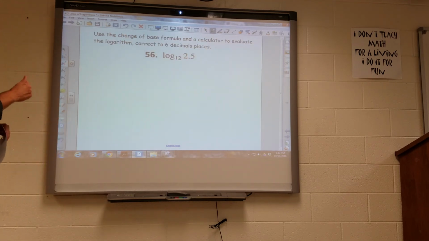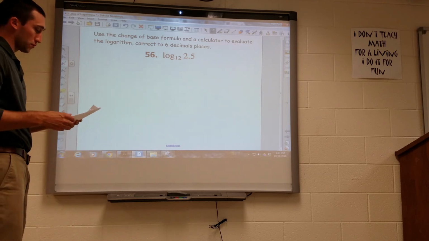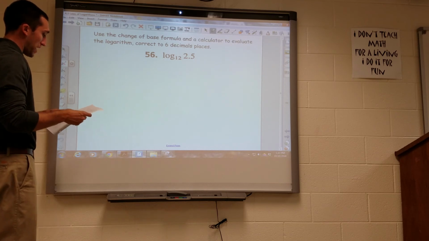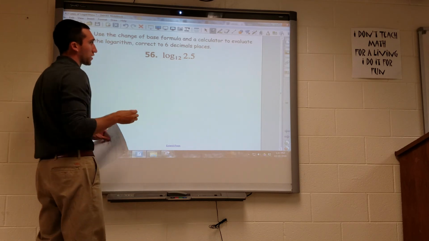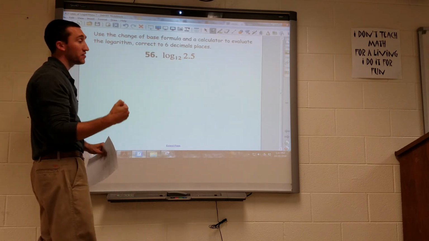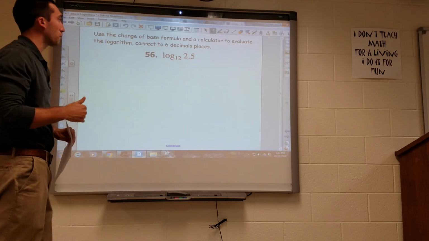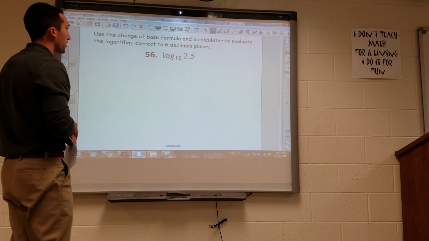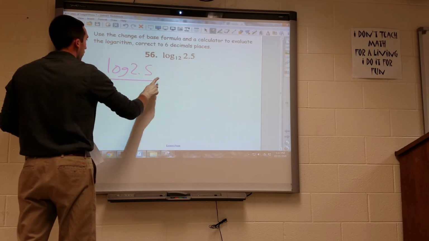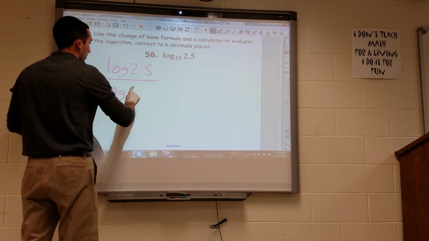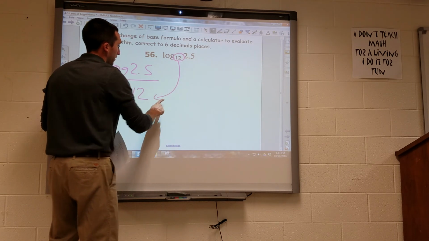And finally, use the change of base formula in a calculator to evaluate the logarithm correct to 6 decimal places. So, change of base formula. What we're going to do basically is break it up into log base 10s so we can evaluate this. Right now we agree our calculator can't do this, but we can rewrite it with the change of base formula. So what that's going to look like is log of 2.5 over log of 12. So the base of our original logarithm goes to our denominator.